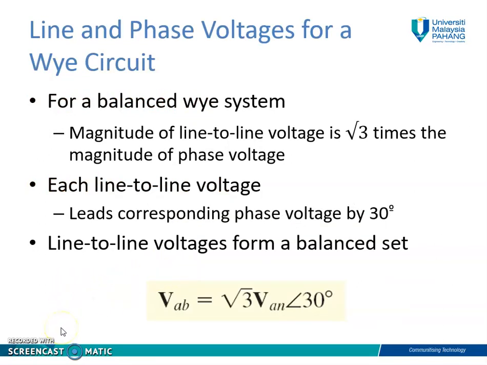Okay, next we move to line and phase voltage for a Y circuit. For a balanced Y system, the magnitude of the line-to-line voltage is √3 times the magnitude of the phase voltage. Each line-to-line voltage leads the corresponding phase voltage by 30 degrees. So the line-to-line voltage from a balanced set is VAB equal to √3 times VAN with an angle of 30 degrees.